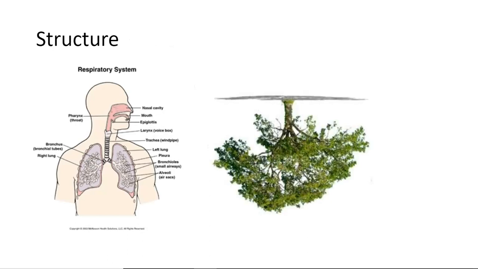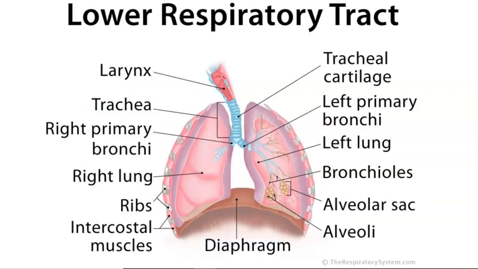So if we look at the structure of the respiratory system, I always kind of think of it like an upside down tree, where you have your main trunk branch coming in. That's kind of like the trachea, and then it goes down and it branches off into smaller and smaller pieces, with the alveoli being like those leaves at the end of the tree. So if we look a little bit closer at those structures, you have the larynx, which is like your voice box, and then you have the trachea.